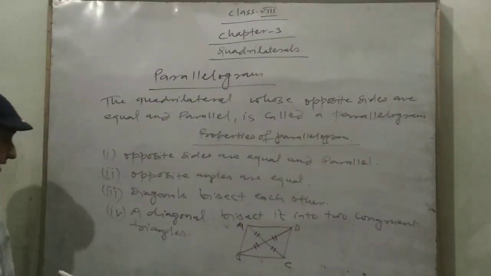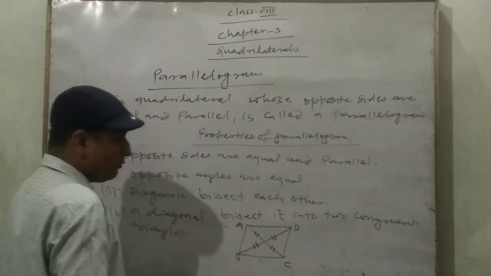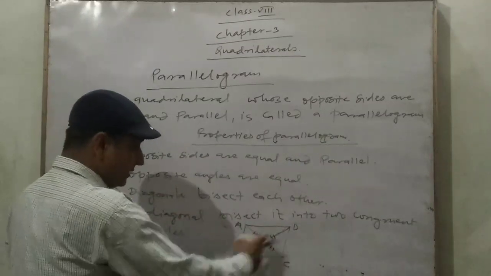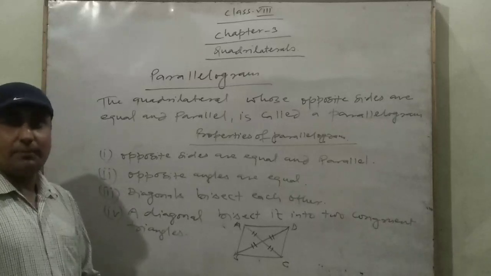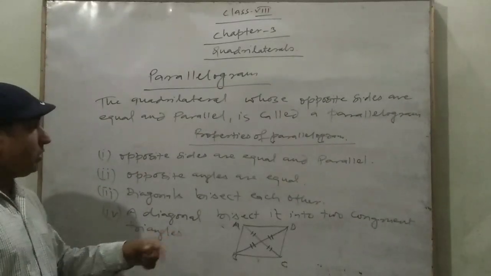Next, a diagonal bisects it into two congruent triangles. If you draw one diagonal, any one diagonal, either AC or BD, then it divides the whole parallelogram into two congruent triangles. Okay, these all are the properties of parallelogram.